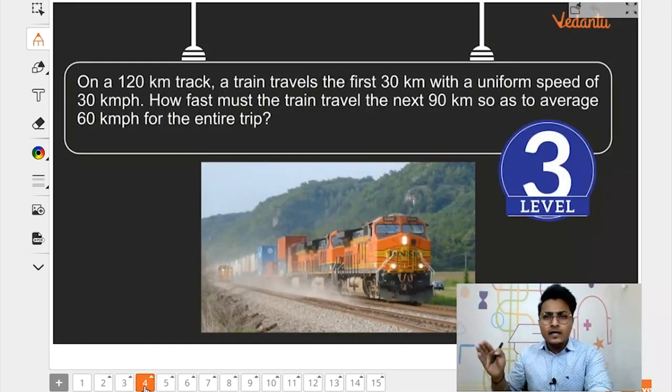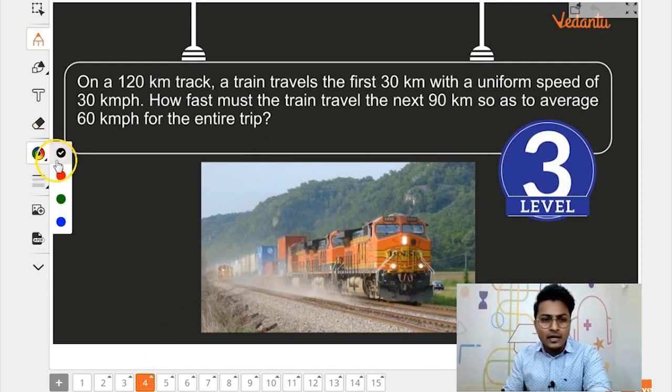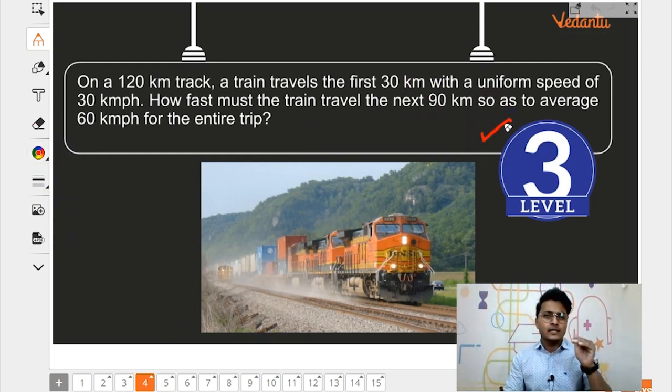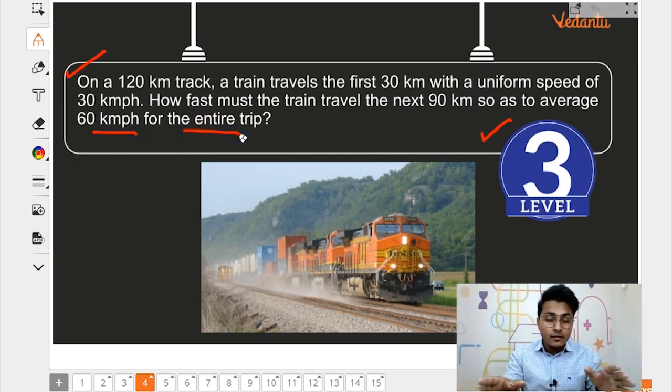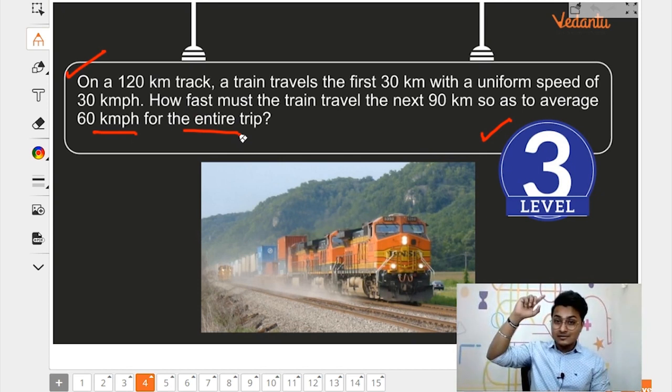At the end of the coming 40 to 45 minutes, you will be capable of solving this particular level 3 question which is in front of you right now. This is a level 3 question, one of the toughest questions you can get from the concept of average speed. The question states: on a 120 km track, a train travels the first 30 km with a uniform speed of 30 kmph. How fast must the train travel the next 90 km so as to average 60 kmph for the entire trip?